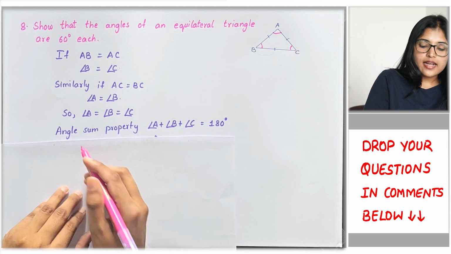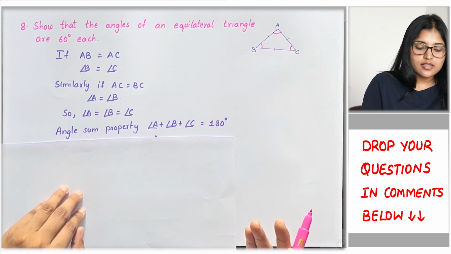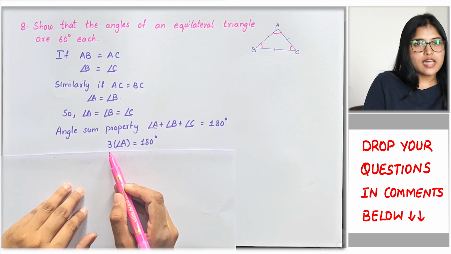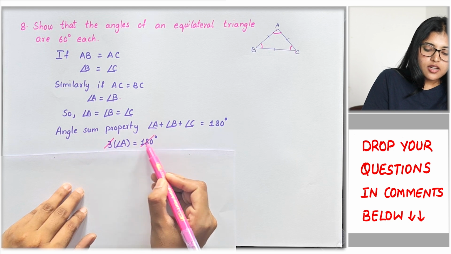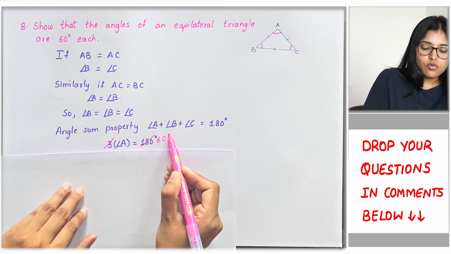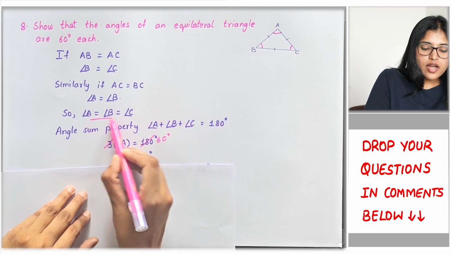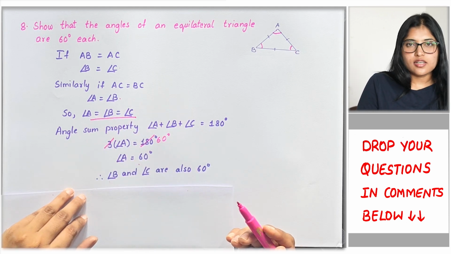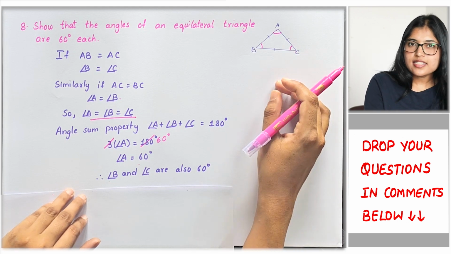Now I can write the angle sum property as angle A plus B plus C should be equal to 180 degrees. Since all the angles are equal, I can write them in terms of just angle A as 3 into angle A is 180 degrees. Now 3 sixes are 18, so I get angle A as 60 degrees. But angle A equals angle B equals angle C, so B and C are also 60 degrees. So we have proved that every angle in an equilateral triangle is 60 degrees.